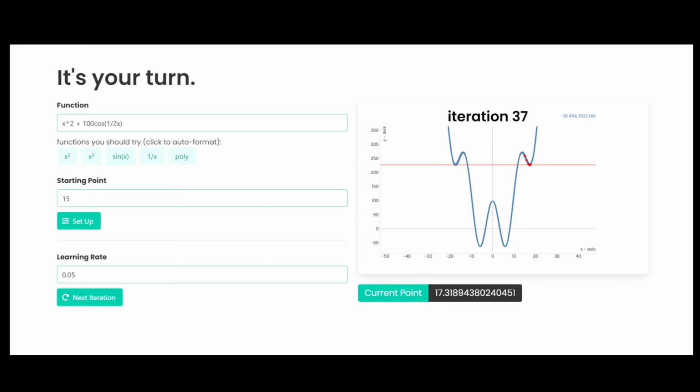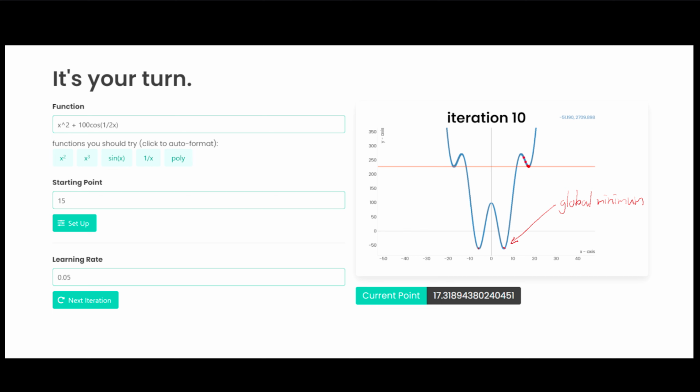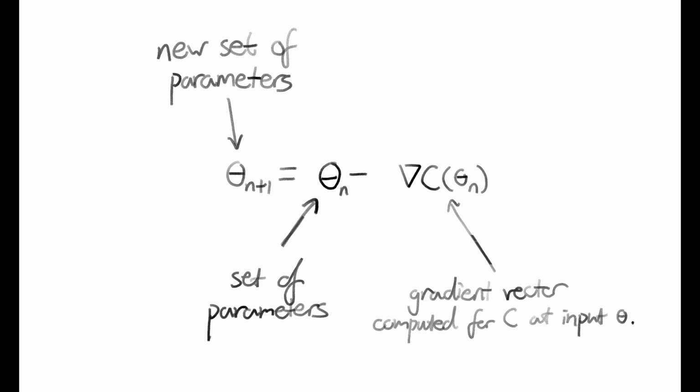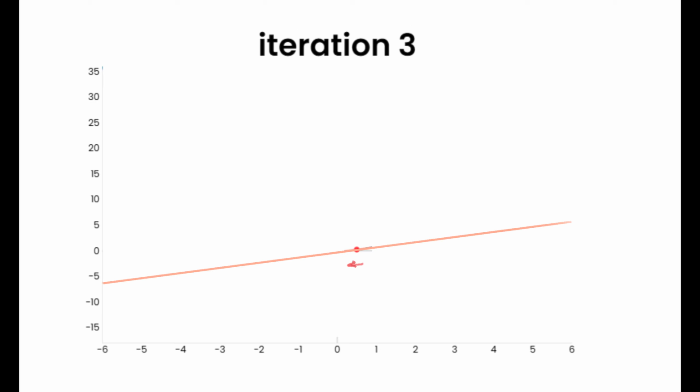Wouldn't it be nice if we could give this ball a little boost? Something to propel it out of the local minimum and help it move towards that global pit? That's where learning rates come in. The learning rate is an arbitrary constant that we multiply with a gradient vector to control the size of our steps. By scaling the gradient vector with this constant, we can adjust how big or small our steps are.